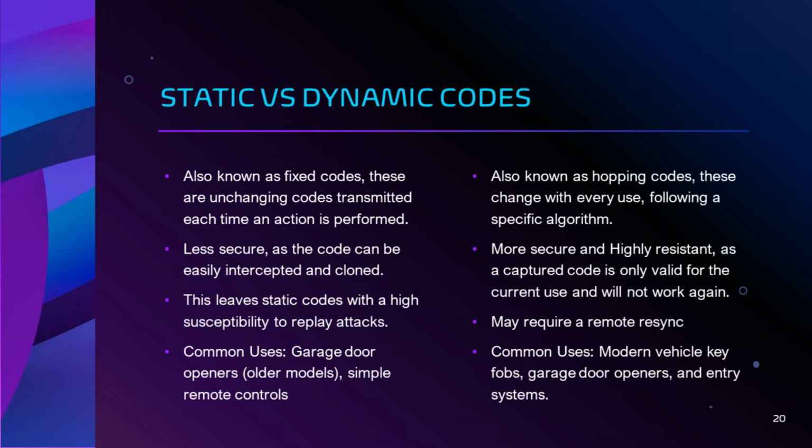Dynamic codes are hopping codes, so they are going to change following a specific algorithm. These usually use a seed to generate the whole key section, and then that same seed will be on the receiver, and that is how they determine which one is which. They're more secure and highly resistant to replay attacks, as a captured code is only valid for the current use and will not work again.